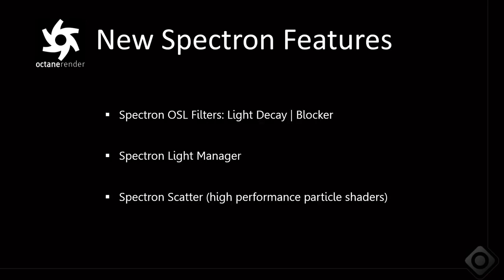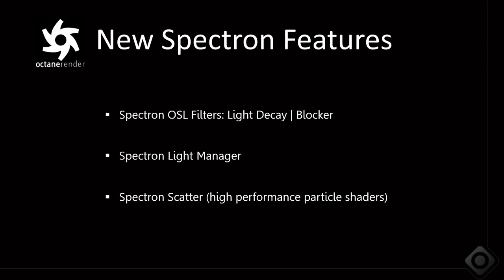We're also doing some new features in light filters for Spectron lights. You're going to have light decay blockers that, internally, we'll write in OSL, we'll ship inside of Octane Core, but it'll be expandable. We're also building a full light manager, and we're also working on something called Spectron Scatter, which is going to basically be an instancing, a point instancer for Spectron point lights or point spheres. And you'll be able to write shaders that could do high performance particles with that.